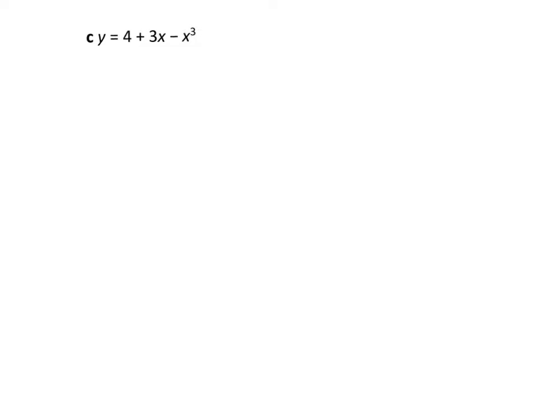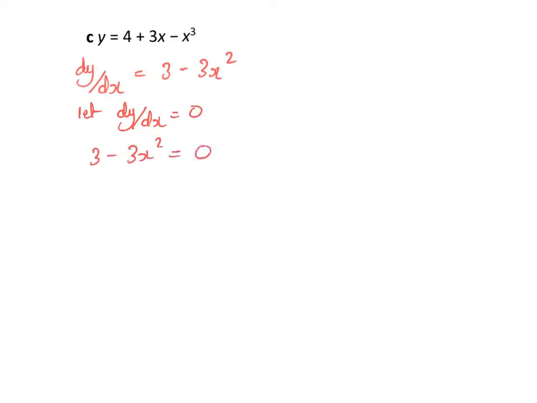So let's have a look. dy/dx is equal to 3 minus 3x squared, and I'm going to let dy/dx equal 0. So 3 minus 3x squared equals 0. So 3x squared is equal to 3, x squared is equal to 1, x equals plus or minus 1.